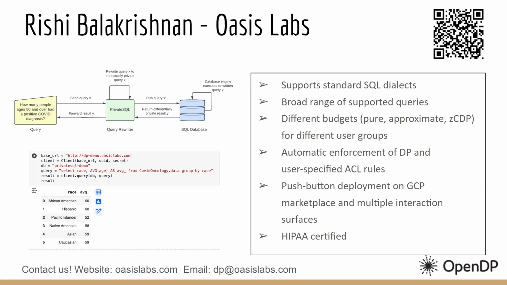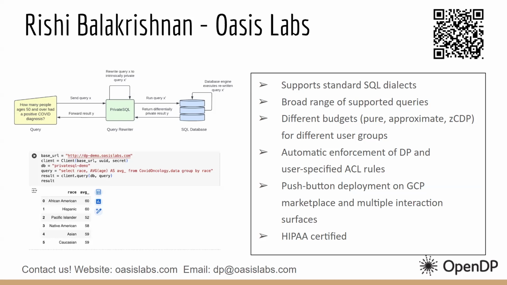So the aggregations that we support are sum, count, average, standard deviation, variance, min, and max, as well as joins against private or public data, as well as with clauses and arbitrary depth subqueries. We support different budgets as well. So this is pure and approximate differential privacy, as well as regular ZCDP and approximate ZCDP. And you can specify this based on different groups of users as well.